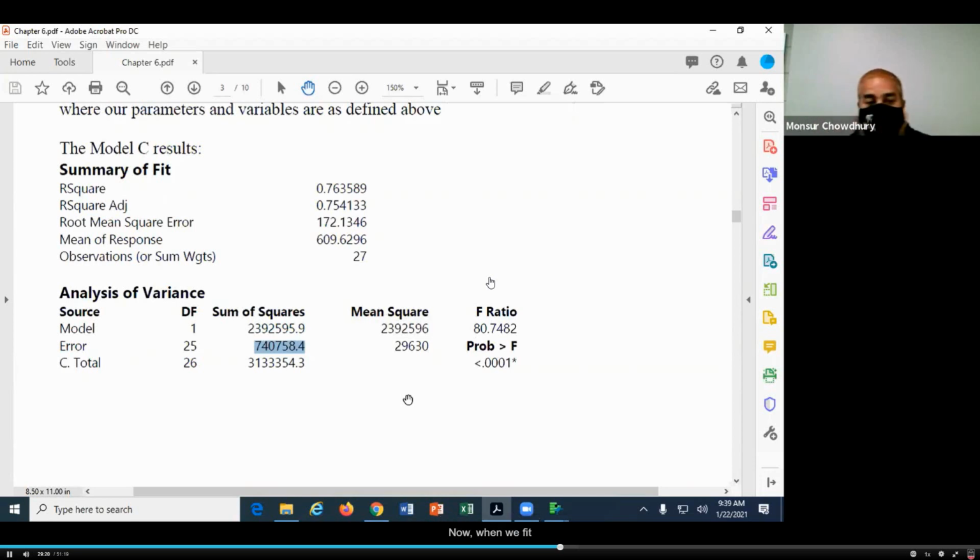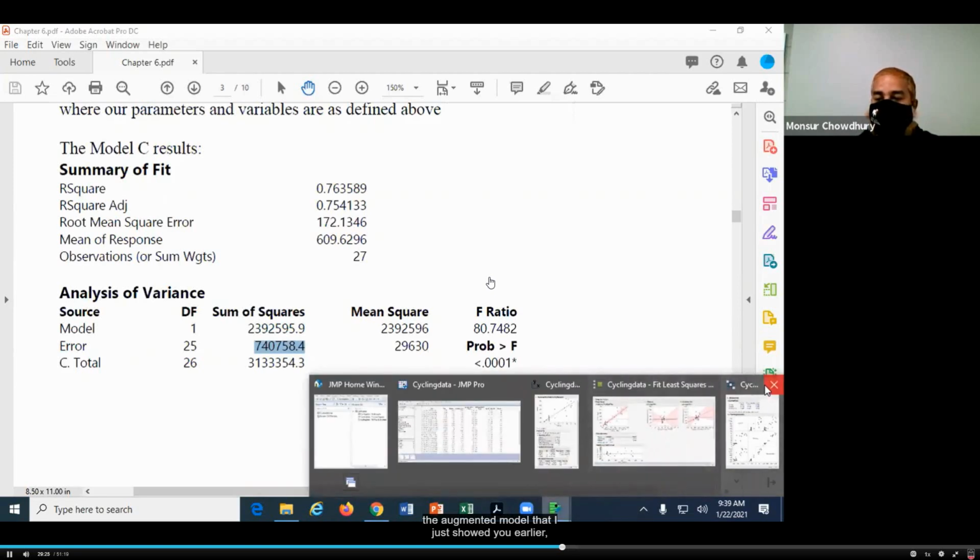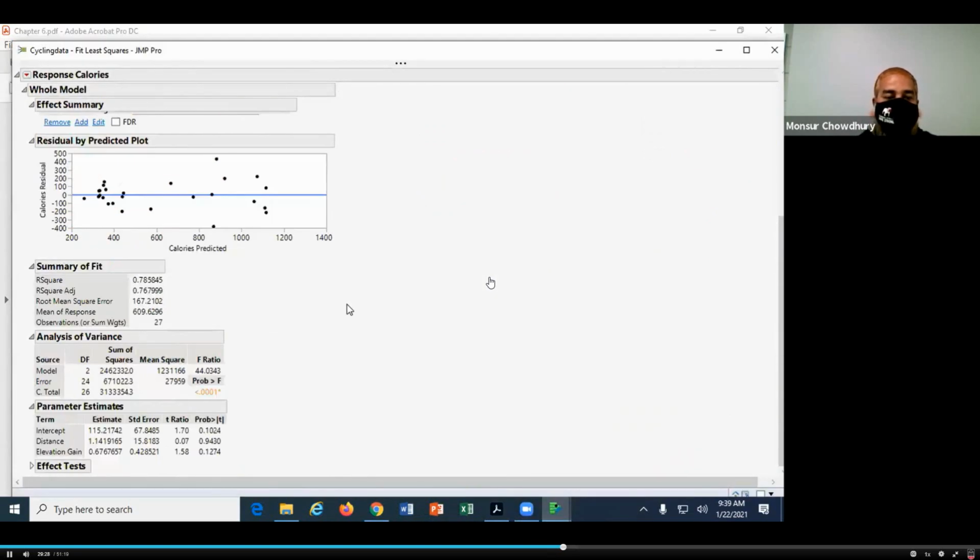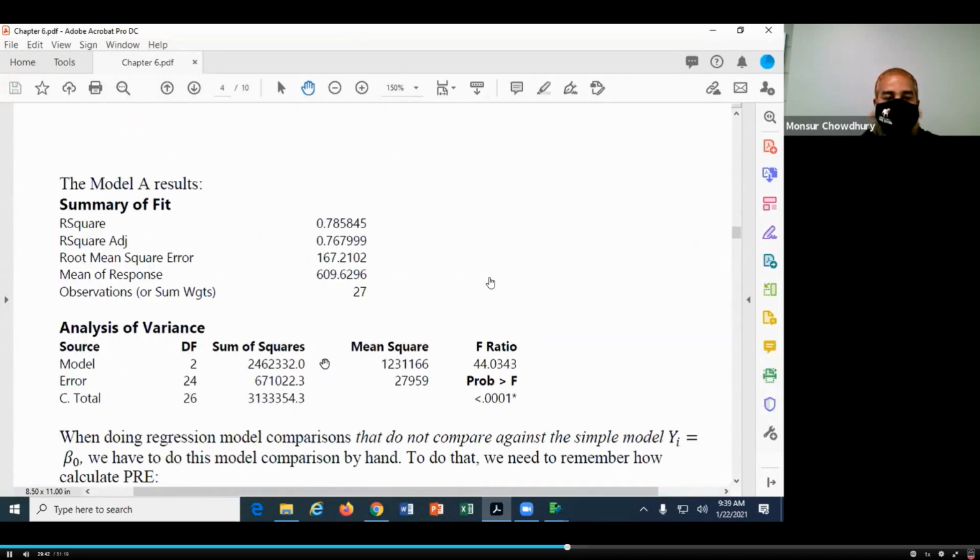Now, when we fit the augmented model that I just showed you earlier, from the ANOVA table we can see this is our sum of squares of the errors for the augmented model. Now we get this one also here. So we get our sum of squares of the error for the compact model, and sum of squares of the error for the augmented model.